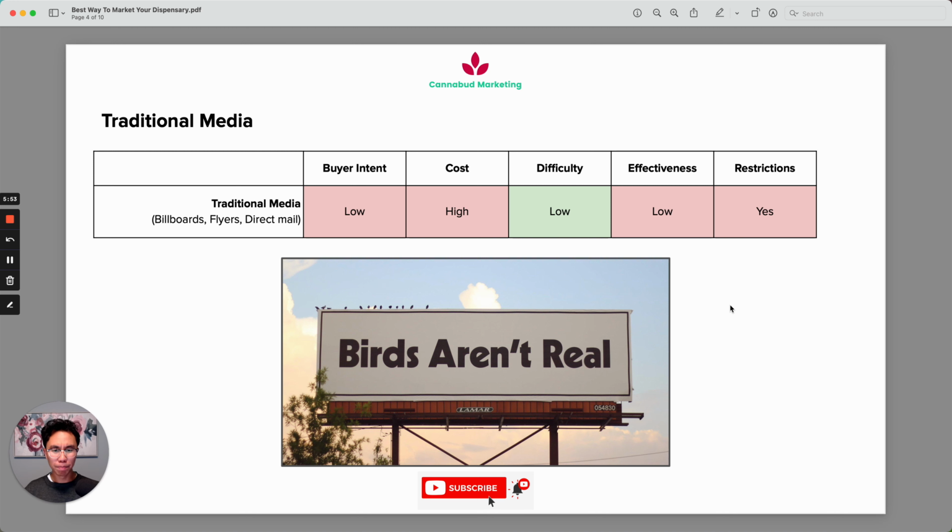So again, traditional media, probably not one of the top strategies that I would use. Again, if you are maybe in a smaller town, right, and you're the only billboard in the area and the cost is low, then sure, right? This is obviously all contextual, but I'm just talking about in general, traditional media wouldn't be one of my first choices to help you get more sales for your dispensary.